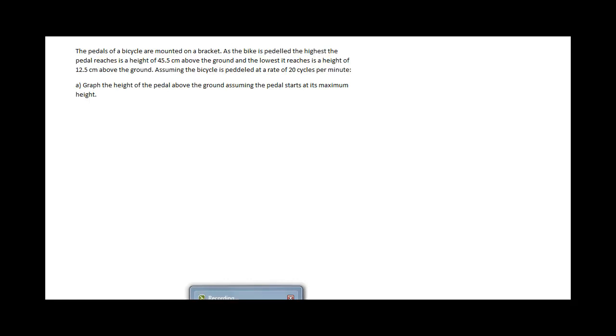So we're given a situation: a bicycle pedal rotating. It's going to rotate in a circle. Like you have a pedal here, and it's attached to the middle here, and it's going to go around in a circle. The bike is pedaled so that it reaches a maximum height. The maximum height is 45.5, and the minimum height is 12.5. So we need to figure out those four key features.